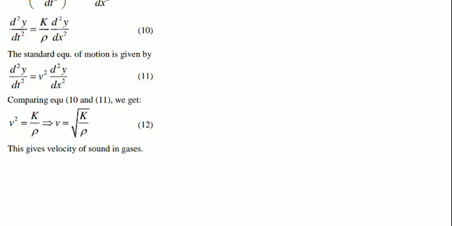So in the last lecture, we have seen how to find out the velocity of sound in the gaseous medium. We derived the formula for determining the velocity of sound in the gaseous medium, and that formula is V is equal to root of K by rho, where K is the bulk modulus of the gaseous medium and rho is the density of the gaseous medium.